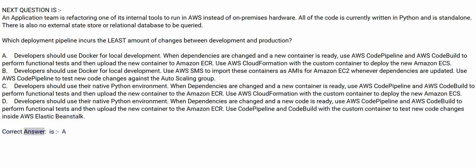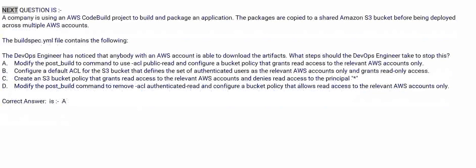Correct answer is A. Next question is: a company is using an AWS CodeBuild project to build and package an application. The packages are copied to a shared Amazon S3 bucket before being deployed across multiple AWS accounts. The buildspec.yml file contains the following. The DevOps engineer has noticed that anybody with an AWS account is able to download the artifacts. What steps should the DevOps engineer take to stop this?